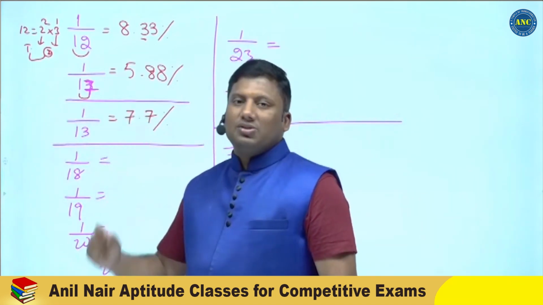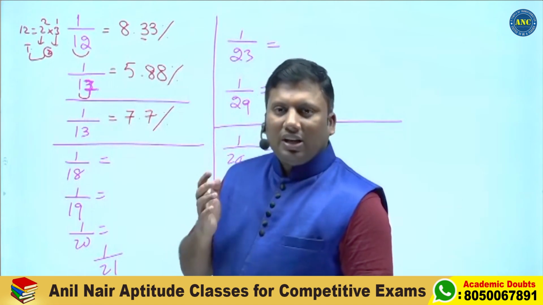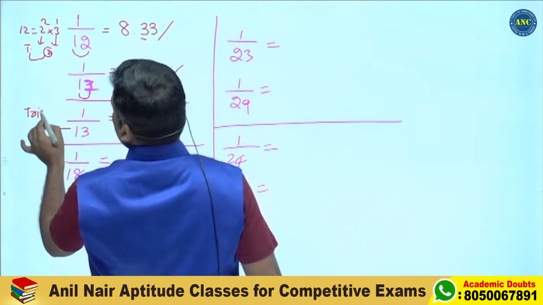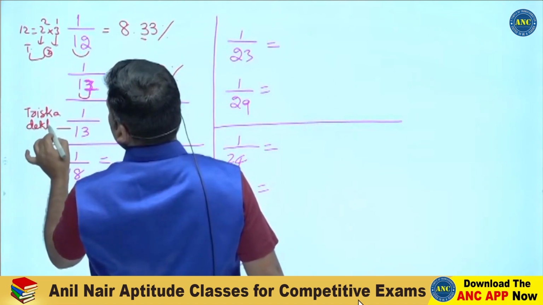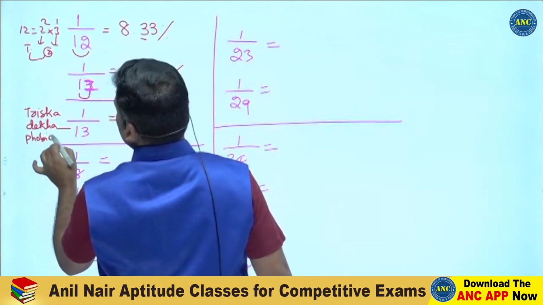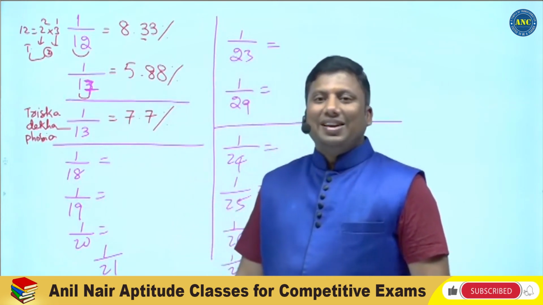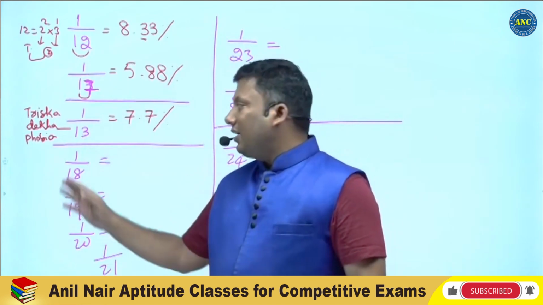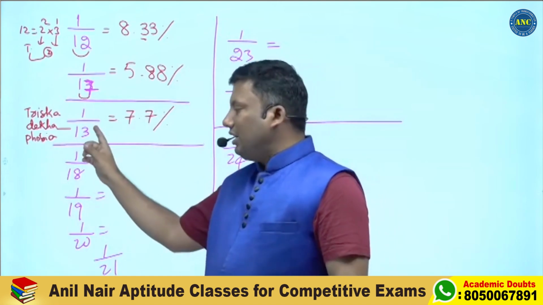13 goes 7 times in 100. In case you want a mnemonic for 13, there is a phobia attached to 13. That is triskaidekaphobia. Tri is 3, deca is 10, phobia is fear. Fear of number 13.